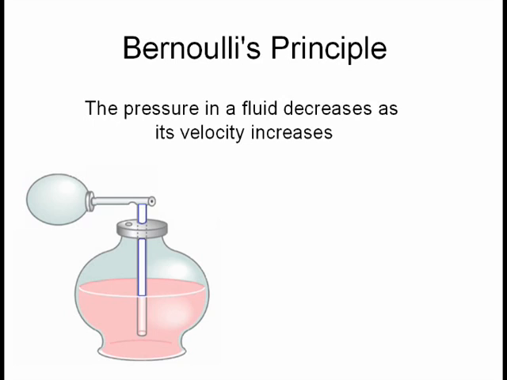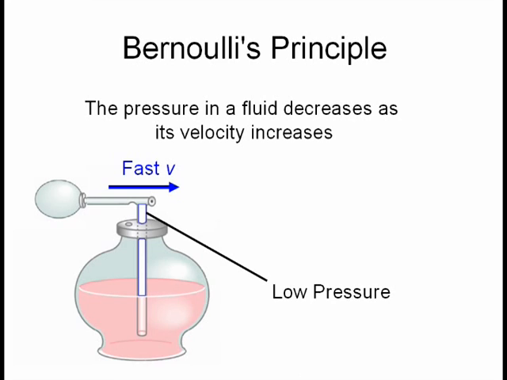Bernoulli's principle explains how a perfume bottle works. You might remember from the Millikan experiment they called the perfume bottle an atomizer. And the way it works is we squeeze the bulb, making a fast stream of air. That fast stream of air makes a lower pressure inside the tube, and the low pressure is going to suck the liquid up to the top. Then that liquid gets hit with the fast air and it sprays out as a mist.